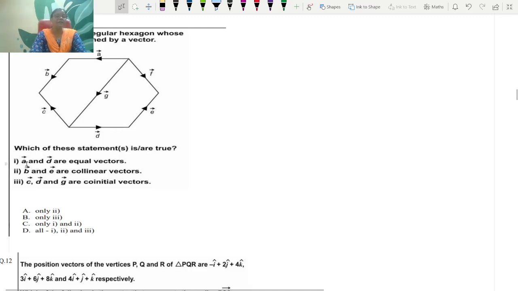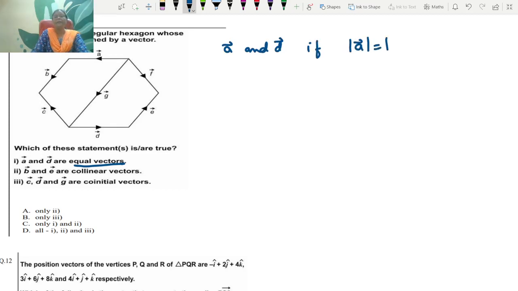The first statement says that A and D are equal vectors. Now, the definition of equal vectors. When do we say that the vectors are equal? Vectors A and D are equal vectors if the magnitude of A and magnitude of D are equal. That is true because they are a regular hexagon, so the magnitudes are equal, but same direction? Are they in the same direction? No. So that has been ruled out.